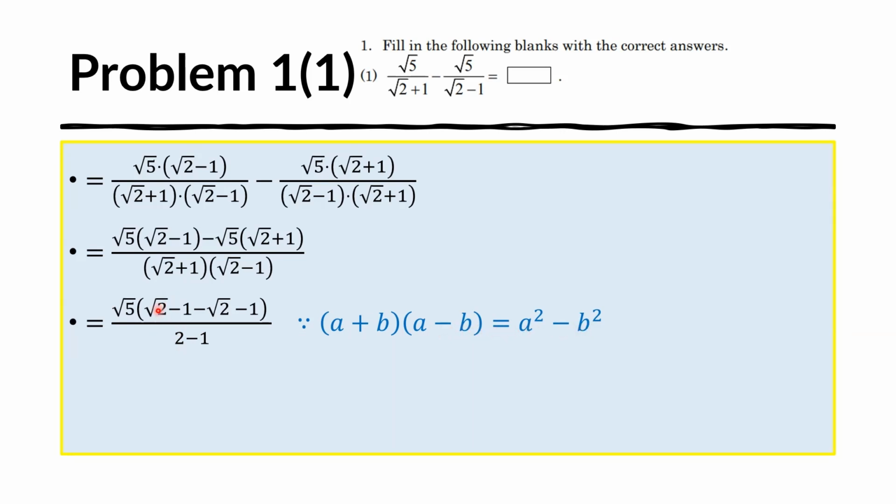And now in the numerator, we can see that the square root of 2 here cancels with this bit here, and we are left with negative 1 minus 1. And so the numerator becomes negative 2 square root of 5, since negative 1 minus 1 is negative 2. And in the denominator, we are left with 2 minus 1, which is 1. So this is the final answer.